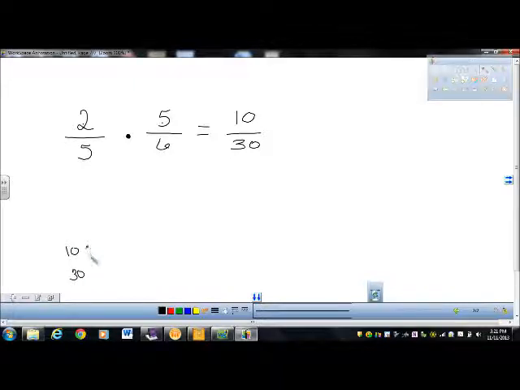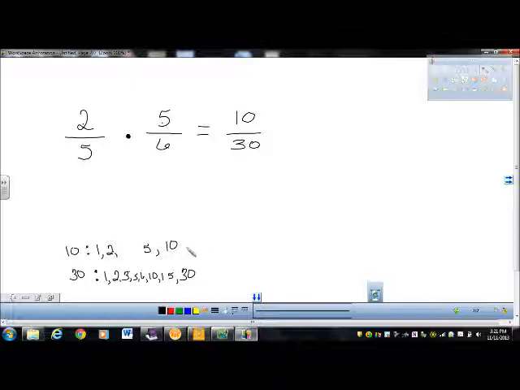I could list all of the factors. So 1 and 10, because 1 times 10 equals 10, and 2 and 5, because 2 times 5 equals 10, and that's about it. And then for 30, I've got 1 times 30 equals 30, and 2 times 15 equals 30, and 3 times 10 equals 30, and also I've got 5 times 6 equals 30.